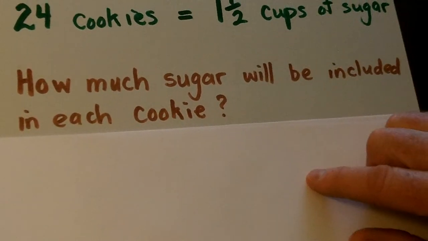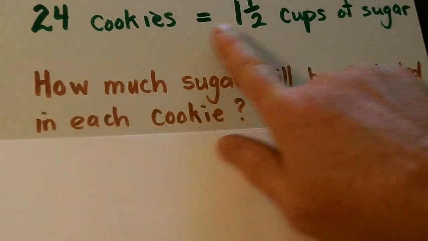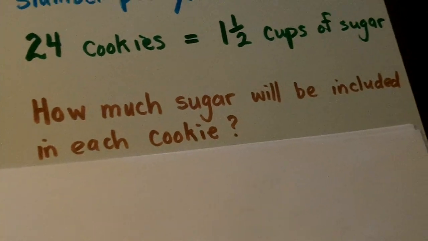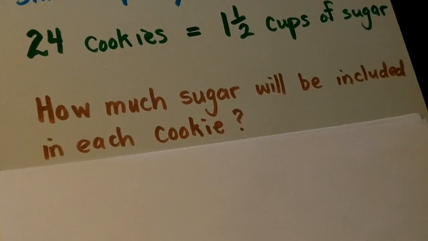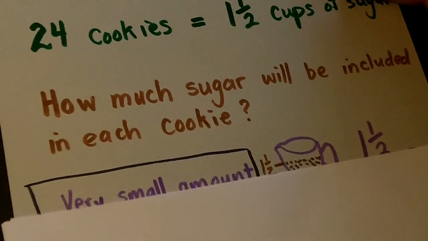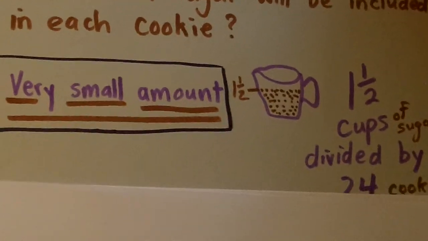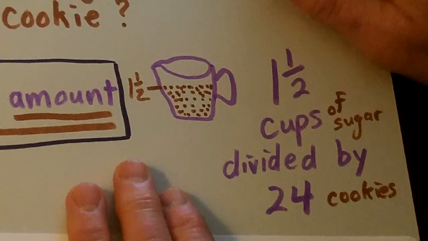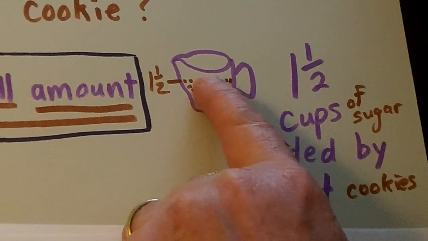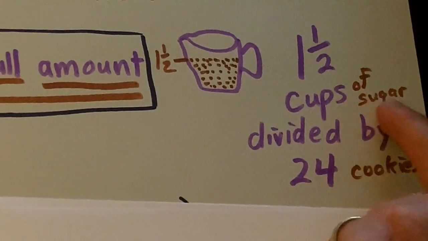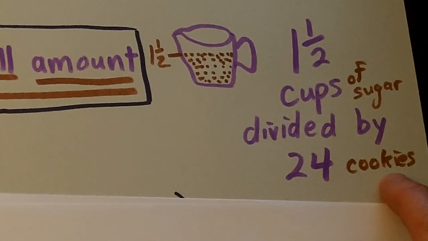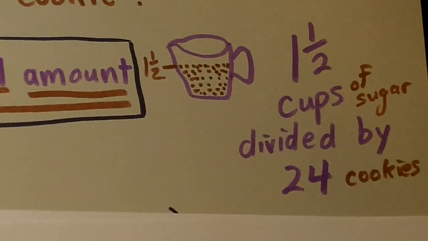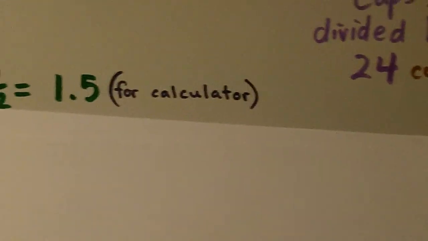Now, some people just want to jump right away and say 24 times 1.5, and that's 36 cups of sugar in each cookie. Well, that's silly. It's going to be a very, very small amount, because watch what we are doing. We're taking 1.5 cups of sugar and then dividing it by 24 cookies. So it's going to be a very, very small decimal of a cup.